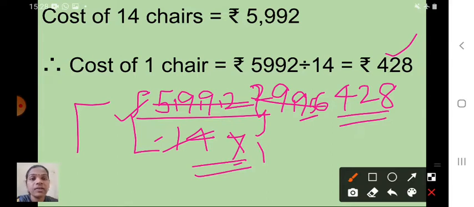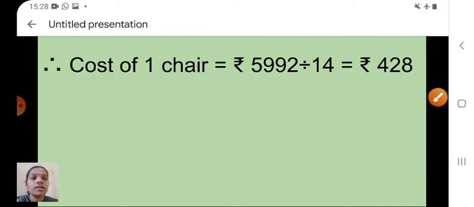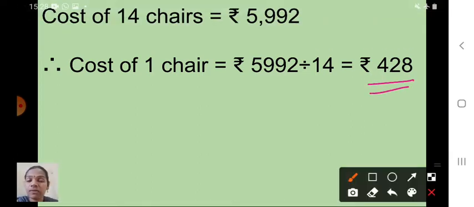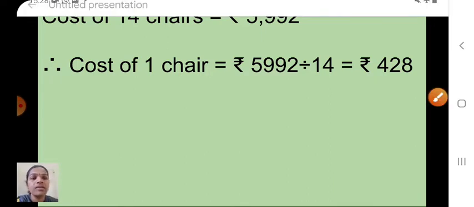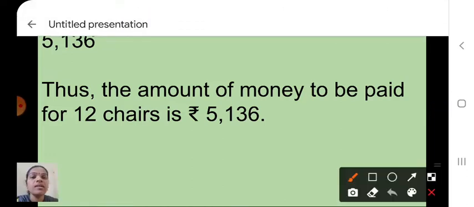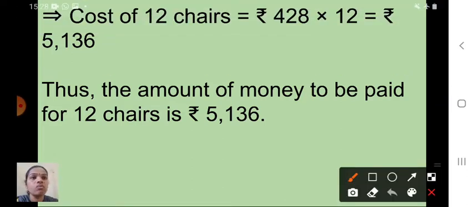Shall I go to the next one? Cost of one chair we found out. Next, cost of 12 chairs we have to find. Cost of one chair is this one, so cost of 12 chairs is 428 into 12. I hope you know this multiplication very well. You can do it by yourself, do this on the side and show your notebook. When you multiply these two numbers, what answer will you get?